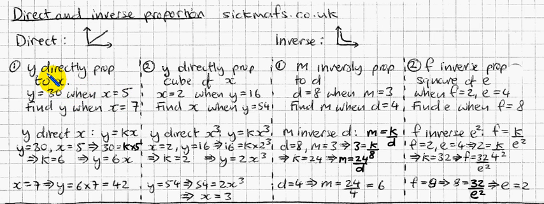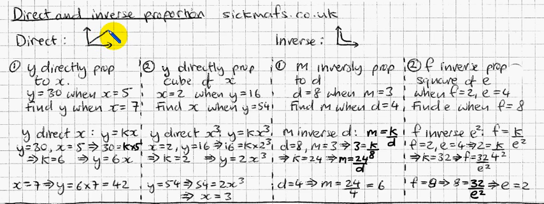So here's an example. You've got y directly proportional to x. So y is directly proportional to x means y equals a number times x. They're linked by a number. You have to figure out that number, and they help you by telling you a pair of numbers. So when y equals 30, x equals 5.